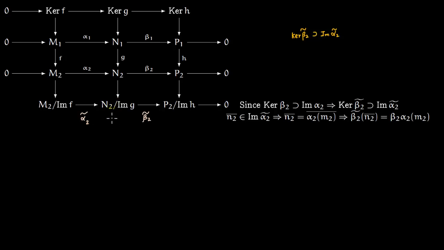So we start with some n2 bar here. This n2 bar say lies in the image of alpha 2 tilde. So by definition, this n2 bar is of this form, alpha 2 tilde of m2 bar. So that is some m2 bar here, which via this map alpha 2 tilde gets mapped to here, which is equal to n2 bar. Or you have this m2 here, which gets mapped to alpha 2 m2 right here, and which gets mapped to alpha 2 m2 bar. So this is by definition. This just means that n2 bar is equal to this thing. Now this n2 bar, you apply beta 2 tilde to it, it will land right here.